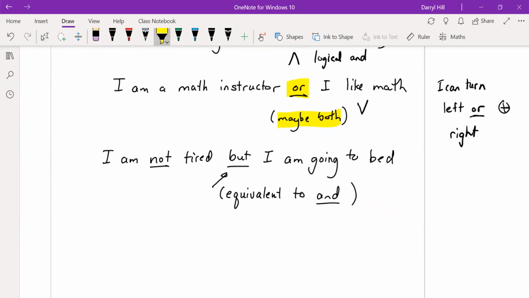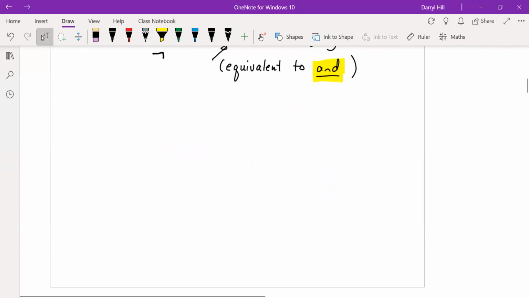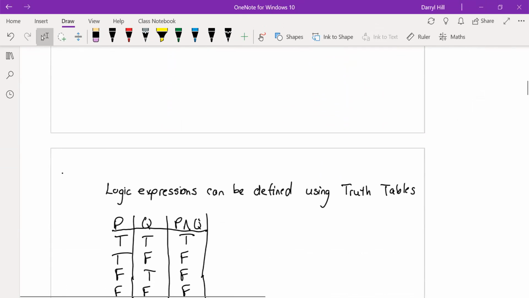Right, and then "I am not tired, but I'm going to bed." So not tired, that's the negation operator. But here, "but" doubles as AND, right? So if we see a "but," that's actually a logical AND operator. In English, it means something a little different, but in logic, it means the exact same.